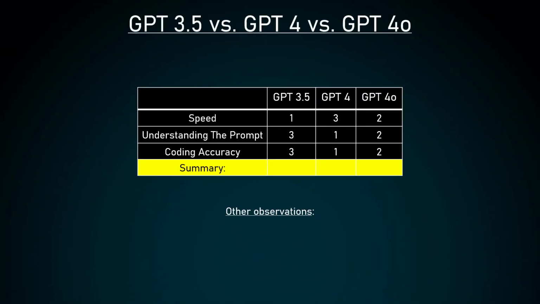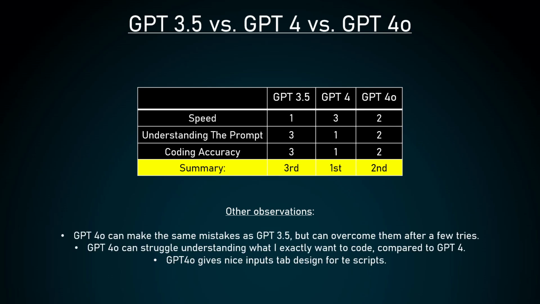So altogether, I put GPT-3.5 at third place, GPT-4o at second place, and GPT-4 at first place, but it's a really tight win. I would say if you prefer accuracy, go with GPT-4, and if you prefer speed, go with 4o.